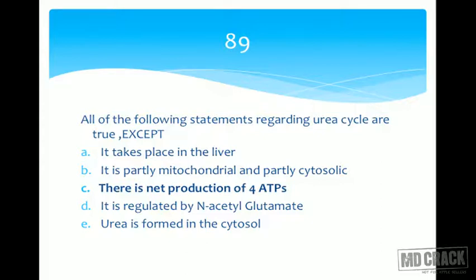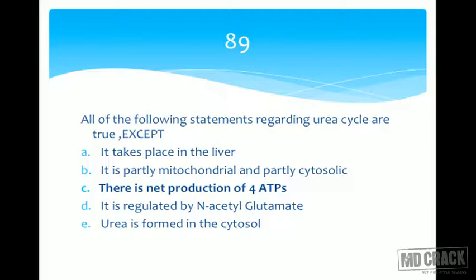Urea cycle, remember, is a catabolic pathway. Yes, true, it is a catabolic pathway, but it is a detoxification pathway also, where ammonia is getting detoxified to urea. So during this process, energy has to be put in. There should be an energy input, only then urea can be formed. So there is no net production of 4 ATPase, but there is actually net utilization of 4 ATPase. 4 ATPs are required to convert that ammonia into urea.